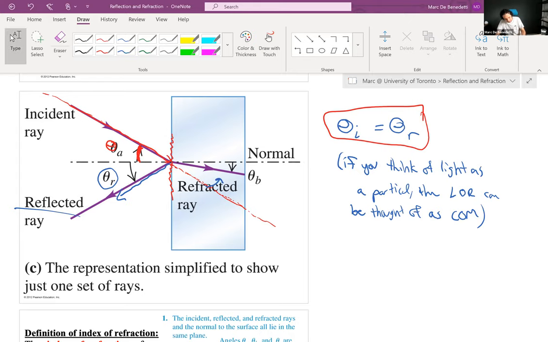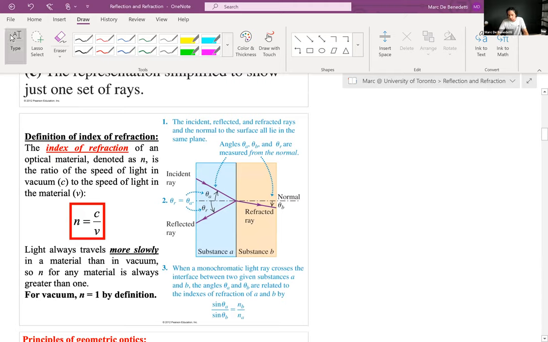Now, in order to quantify this bending, we need to introduce a new metric, because this bending is a characteristic of the material. So if it's a characteristic of the material in some way, we need a variable or a quantity to numerically represent this characteristic. In the same way that mass in kilograms is a characteristic of an object, the moment of inertia is the rotational equivalent of mass, again, a characteristic of the object.